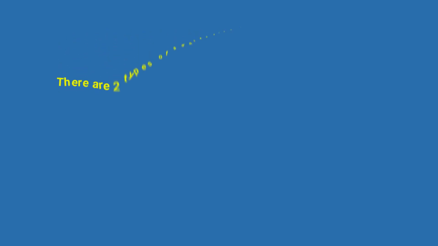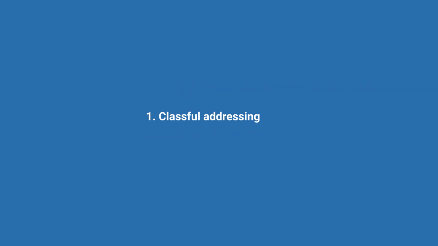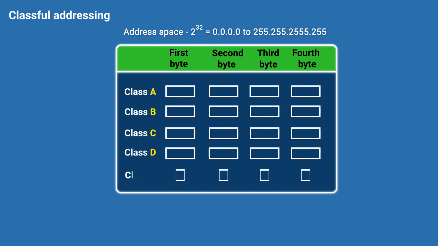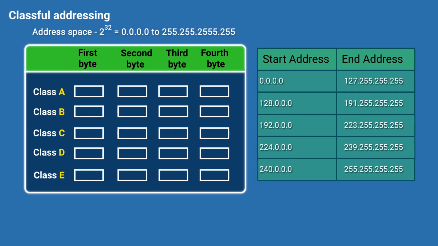There are two types of addressing schemes in networking: classful addressing and classless addressing. We discuss both of them, although we use only the classless addressing nowadays. Classful addressing. Here, the address space is logically divided into 5 classes: A, B, C, D, and E. Each class occupies some part of the address space.